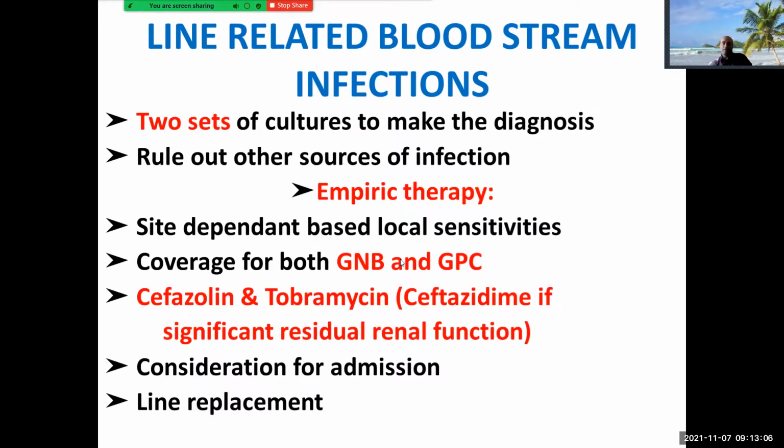For line-related bloodstream infection, two sets of cultures are needed to make the diagnosis. Rule out other sources of infection like COVID, chest infection, UTI, GIT. Just treat your patient as CRBSI, catheter-related bloodstream infection, or line-related infection until proven otherwise. Start empirical therapy, depending on your local protocol. Please cover gram-negative and gram-positive.